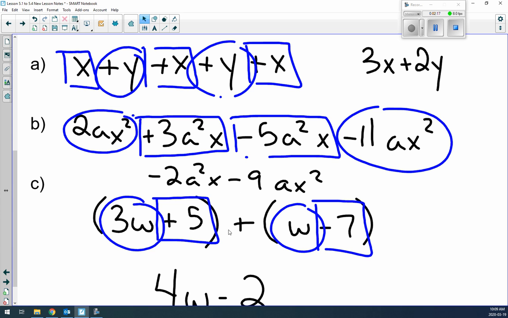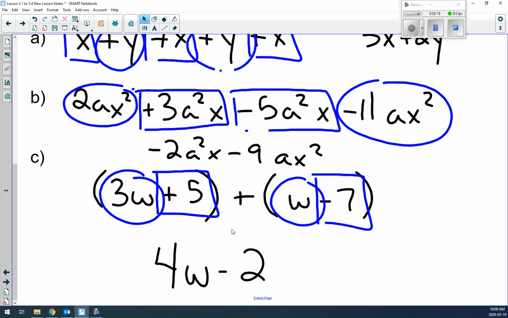You normally try to pick a variable and put them in what's called descending order. The last one here, the 3w and the w. If you remember, there's a 1 in front of that w. We don't write it in, but we can add them together. Then we end up with 4w, and then we have our constants at the end: positive 5 minus 7 gives us negative 2. Okay, now you can move on to the next part of this lesson, which is part B.